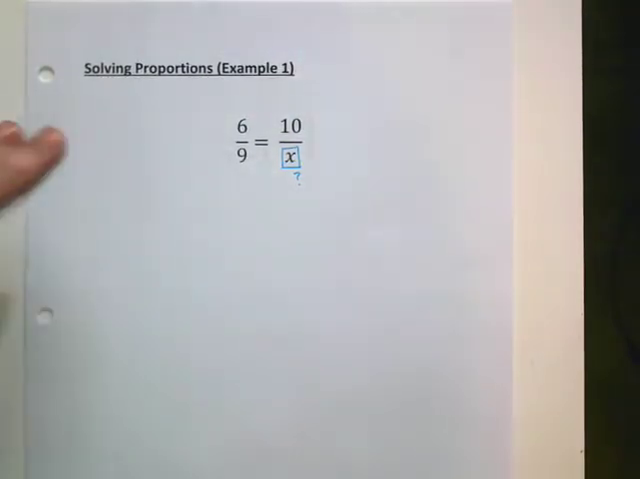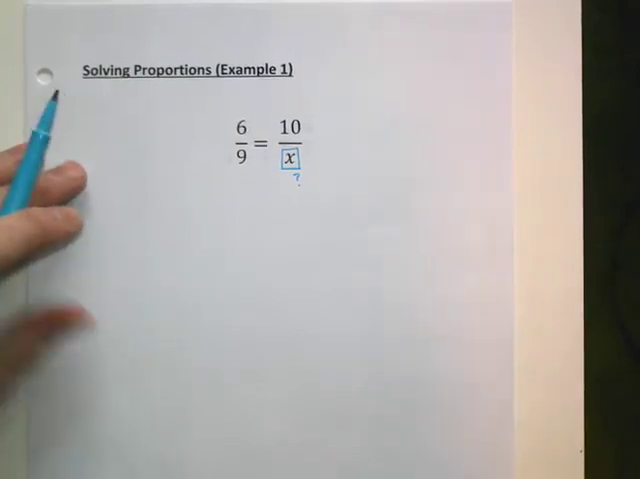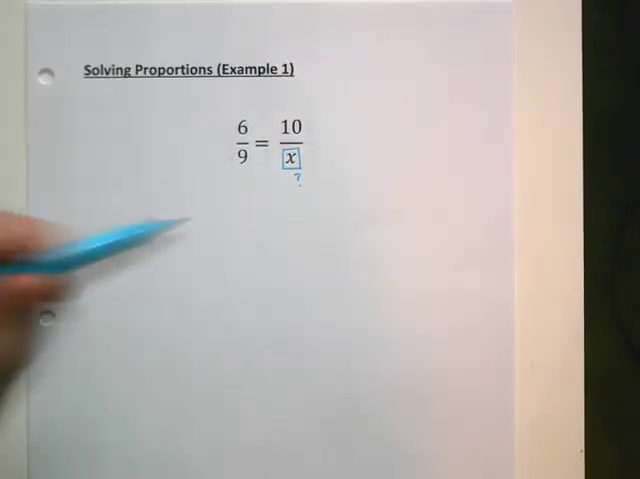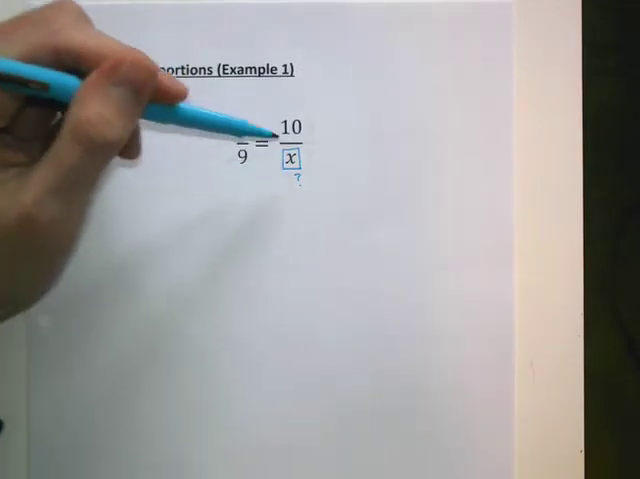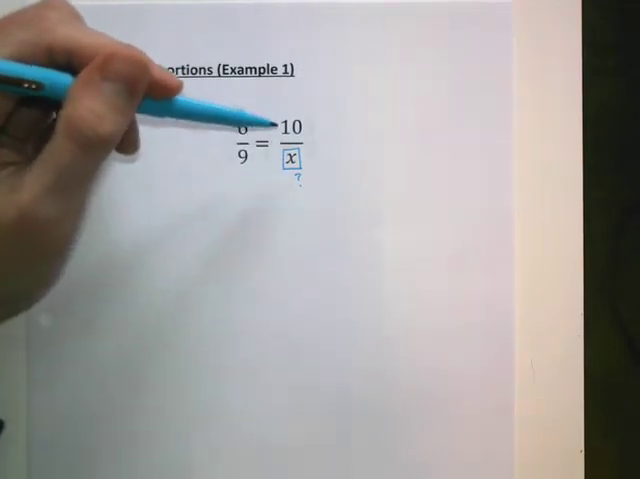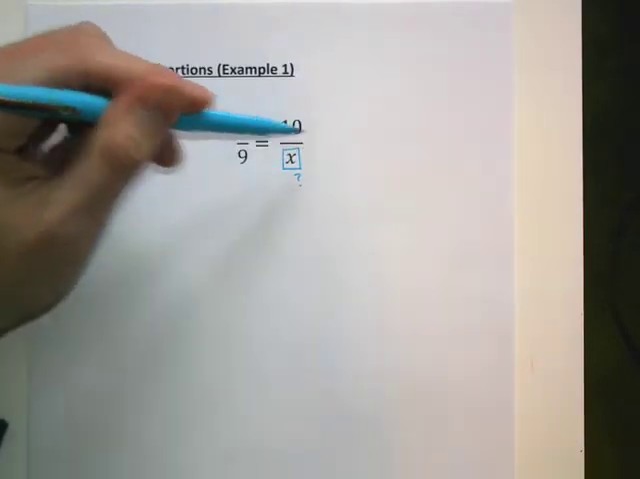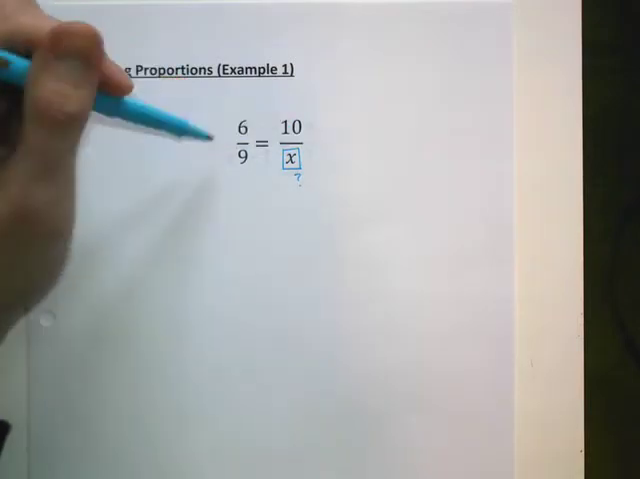So thinking back to strategies for solving proportions, one thing that you may have picked up in algebra class is that when you're solving, especially when you have a variable in a fraction, one of the strategies is to multiply by the reciprocal on both sides, okay?